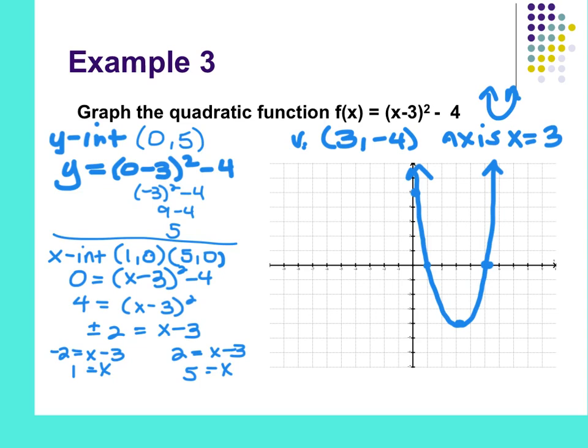All right, the vertex should have been 3, negative 4. Your axis of symmetry is x equals 3. Your y-intercept would have been 0, 5. Your x-intercepts, 1, 0 and 5, 0. And then graph it, and it should look something like that. Raise your hand if you got it right. Good.